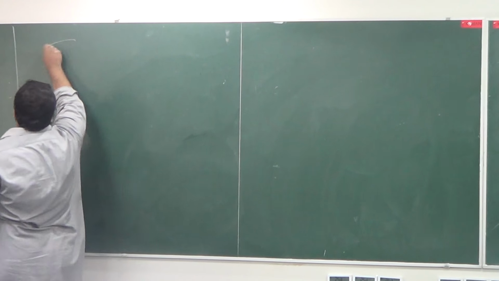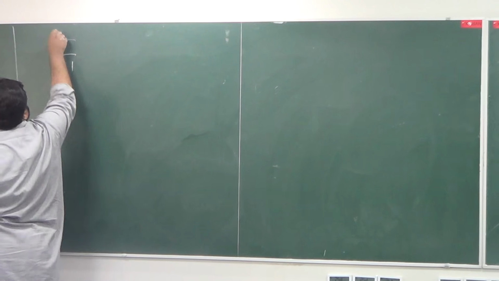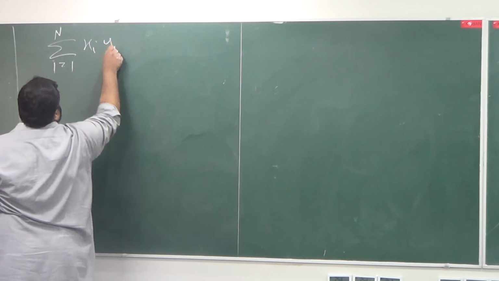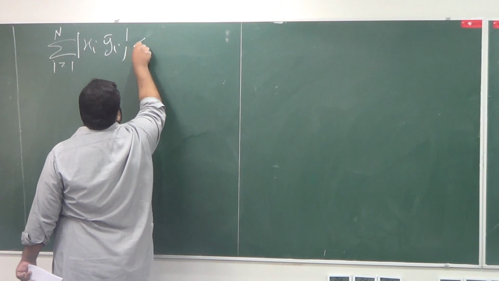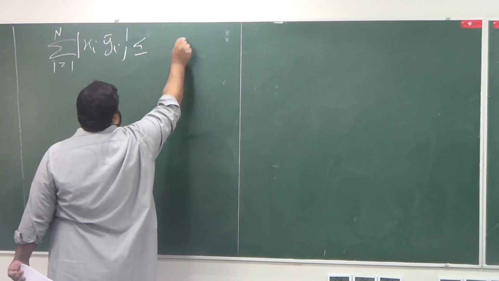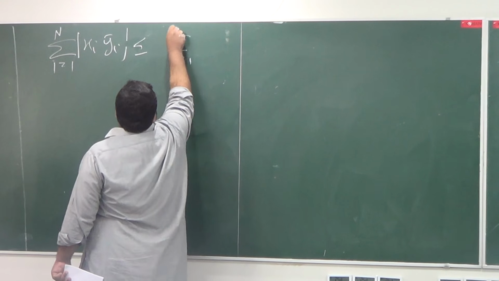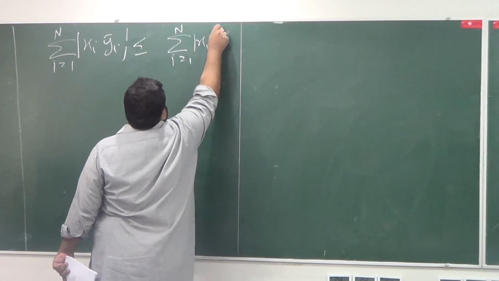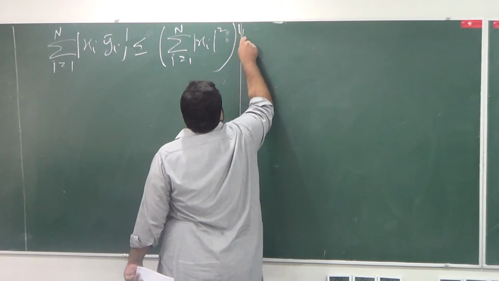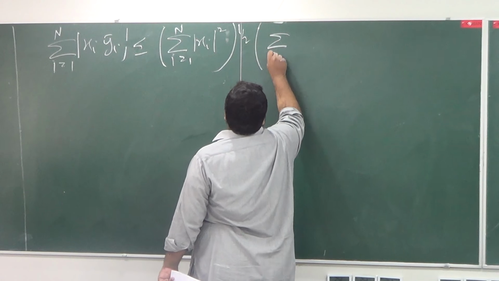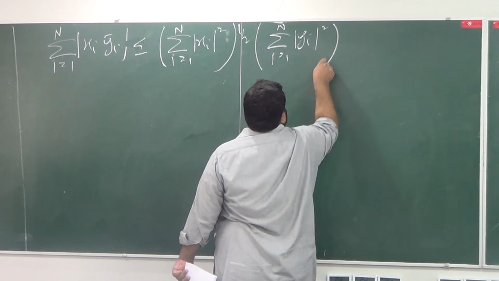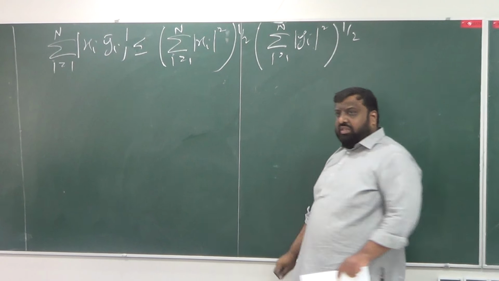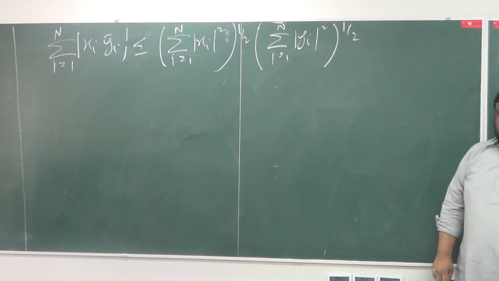Let's start again. Imagine I have the sum from i equals 1 to n of the magnitude of xi times yi bar. I can estimate this by the Cauchy-Schwarz inequality: the sum from i equals 1 to capital N of the magnitude of xi squared, raised to 1 half, times the sum from i equals 1 to capital N of the magnitude of yi squared, raised to 1 half. This is what I would like to do.